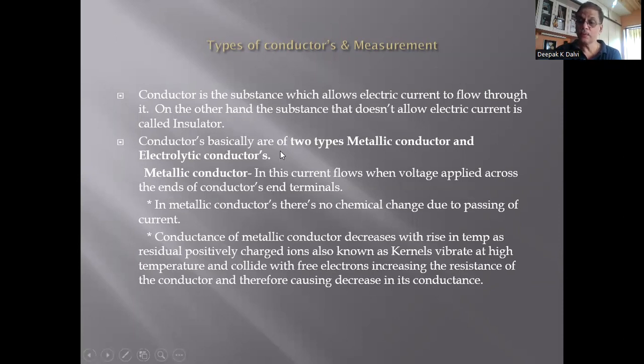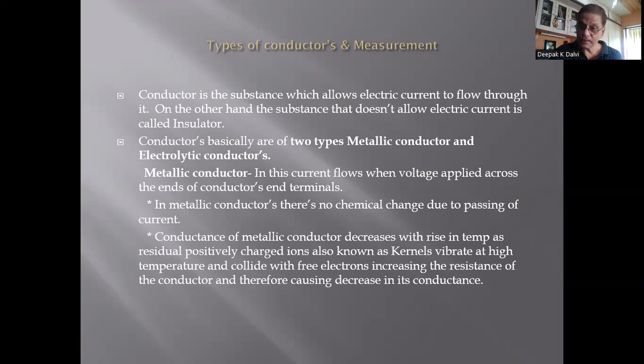So now conductors are basically of two types: one is the metallic conductor and the other is the electrolytic conductor. Metallic conductor, as the name suggests, means current flows when voltage is applied across the ends of the terminals. There is a left side terminal and a right side terminal on the conductor. When it is outside the circuitry, it is simply called a metallic conductor.